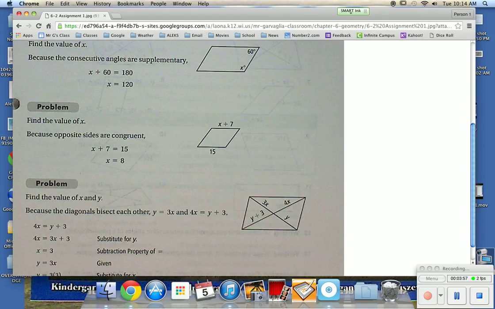This one here. Remember, our sides are equal, right? They're congruent. So if this is x plus 7, and this is 15, we know that we can set them equal to each other and solve it. We know that x here is 8.